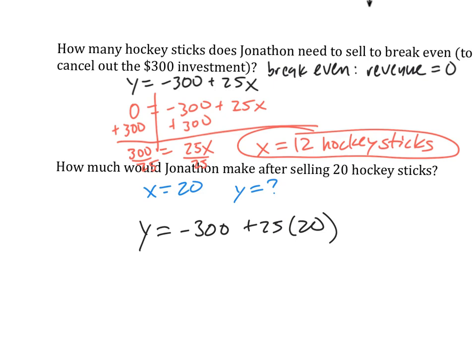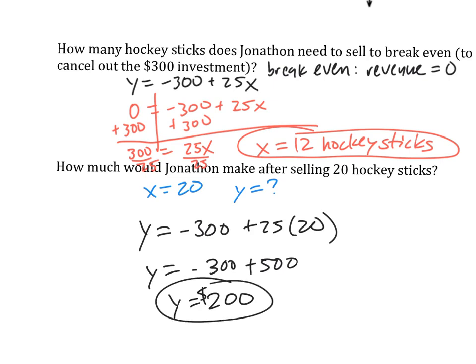So 25 times 20 is equal to 500. So negative 300 plus 500 is going to be equal to y. So negative 300 plus 500 gives us 200. So you'd make $200 for selling 20 hockey sticks.